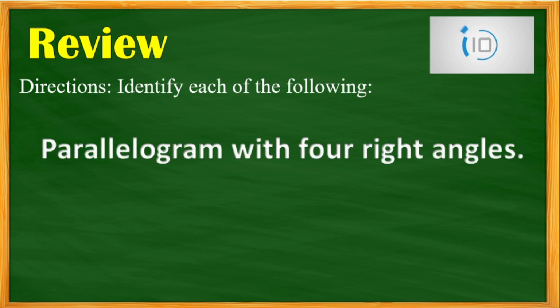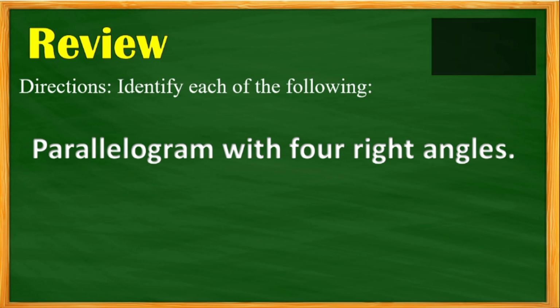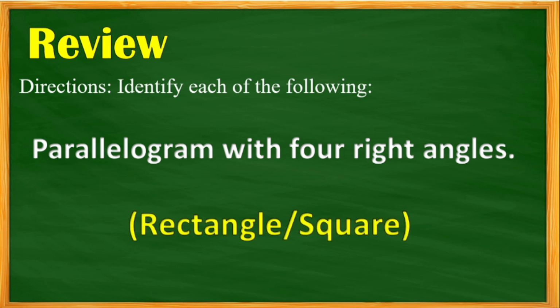Next is a parallelogram with 4 right angles. You have 10 seconds. Your timer starts now. You may type in your answer. Time's up. The correct answer for this one is a rectangle or square because a rectangle is a parallelogram and also a square, and they have 4 right angles.